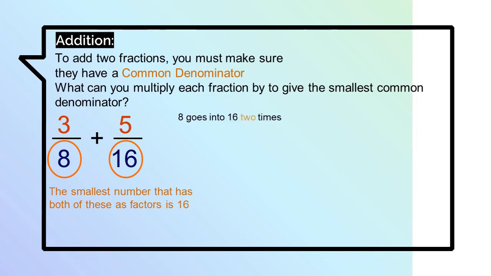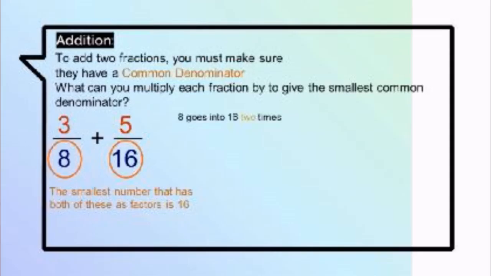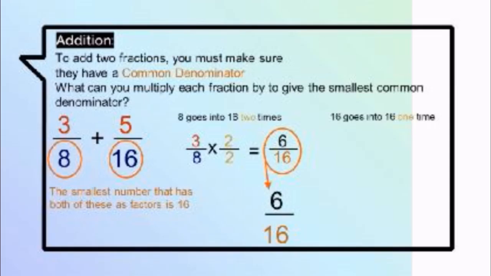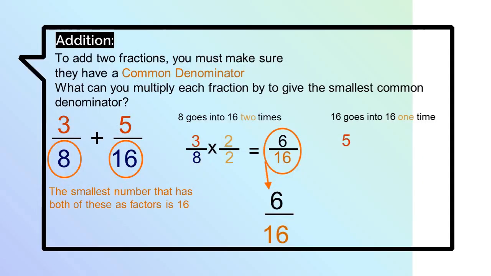Let's have the first fraction. 8 goes into 16 two times. So 3 over 8 times 2 over 2 equals 6 over 16. So let's put it down here. Now let's go to the second fraction. 16 goes into 16 one time. So 5 over 16 times 1 over 1 equals 5 over 16. Let's put it down here.